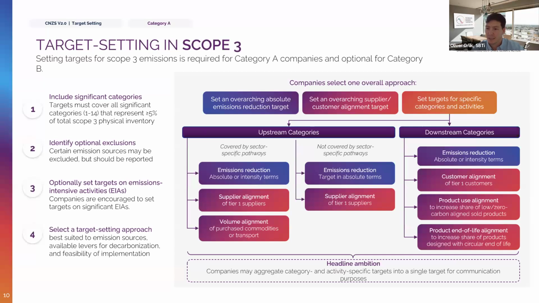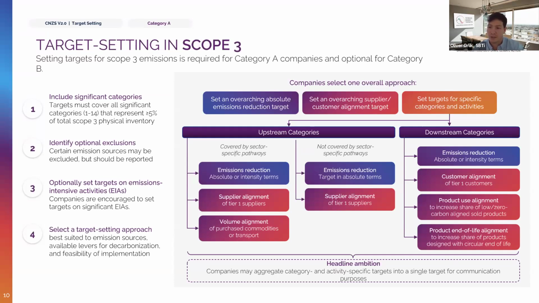And then point 4 here is how do you set that target setting approach? So we want companies to select the target setting approach that's best suited to the emission sources and the levers that they have for decarbonization, as well as feasibility for implementation. At the top of this spider diagram, you have 3 options. The first is you set an overarching absolute emission reduction target. So this would encompass all of your material scope 3 categories, and you set a target to reduce scope 3 emissions by 30% by 2030. And that would be your overarching target. The second option is instead to set an overarching supplier or customer alignment target. So that would be for 30% of your tier 1 suppliers to be net zero aligned by 2030.